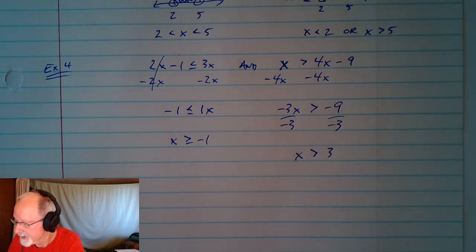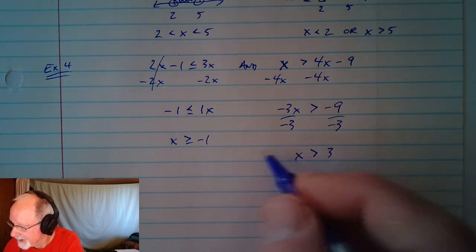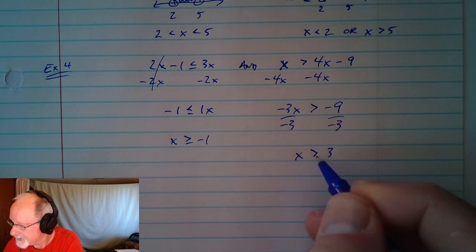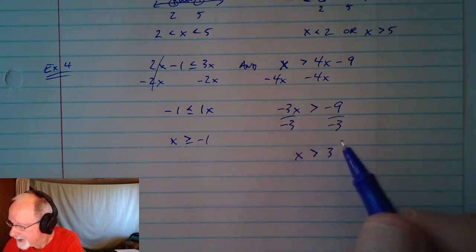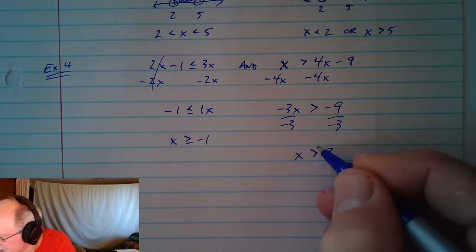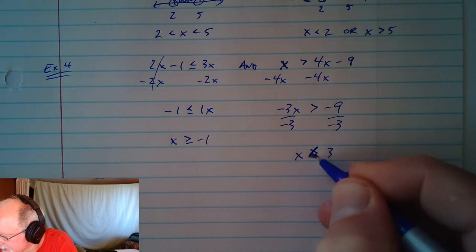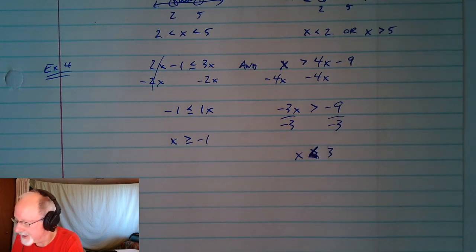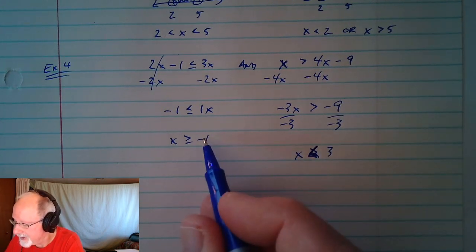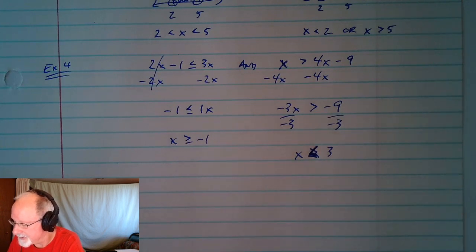All right. So now these two are connected with the word and, so x is greater than 3. Whoops, I didn't switch it. X is less than 3. See, I almost made that same mistake, that happens all the time. And at the same time, it has to be bigger than or equal to -1.